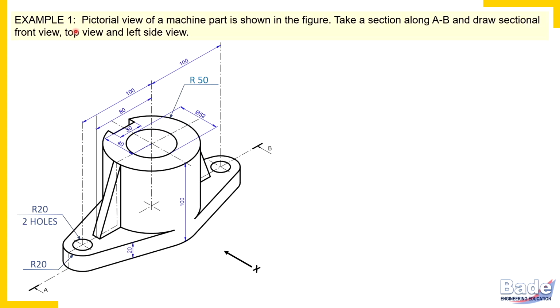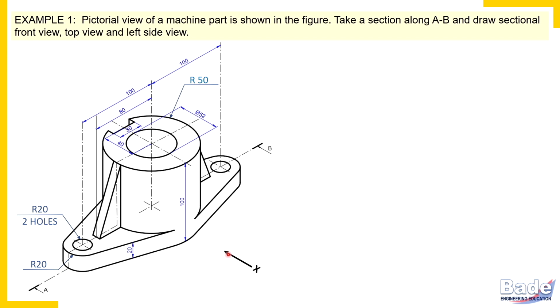Read this problem. A pictorial view of a machine part is shown in the figure. Take a section along AB. Now watch here. So this line is the cutting line and you are asked to cut it in this manner along this line, and draw the sectional front view, top view and left side view.